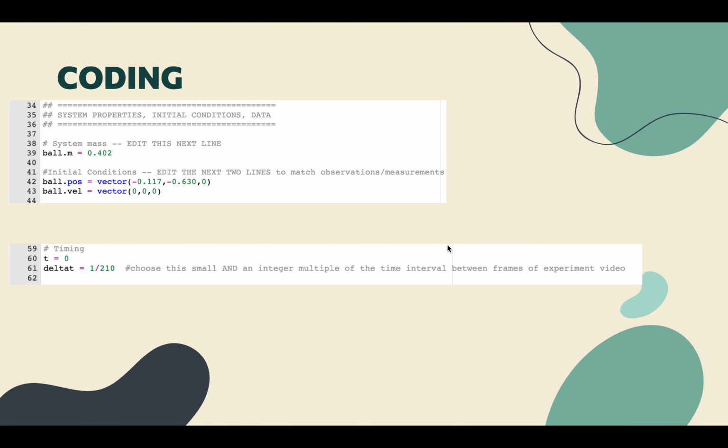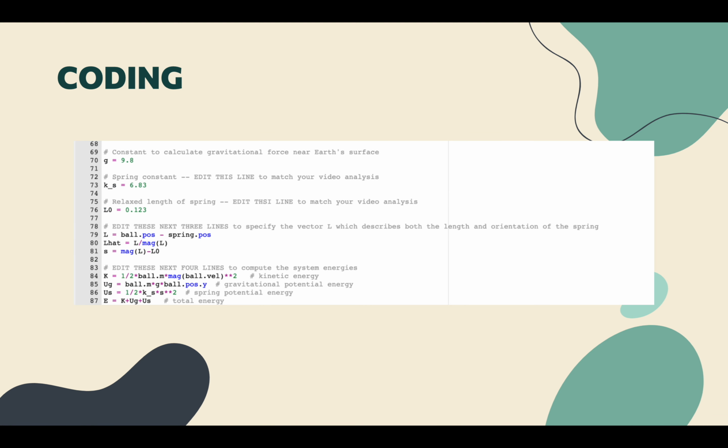Next, it was necessary to make a computational model using GlowScript. For the initial conditions, the system's mass was again taken from the pre-lecture video and was equal to 0.402 meters. The initial position was taken from Tracker, as seen here, and the initial velocity is 0.000 meters per second as the mass spring system starts at rest. The initial time t was 0, and delta t was chosen as a small number that is an integer multiple of the time interval between frames of the experimental video. The gravitational constant is always 9.8 meters per second squared, and both the spring constant and the relaxed length of the spring were given in the pre-lecture video.